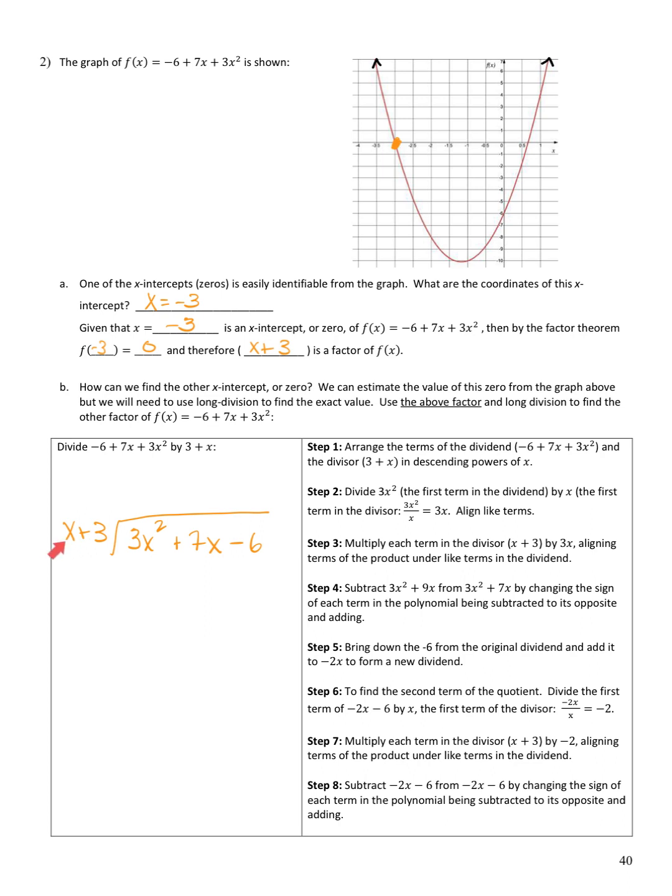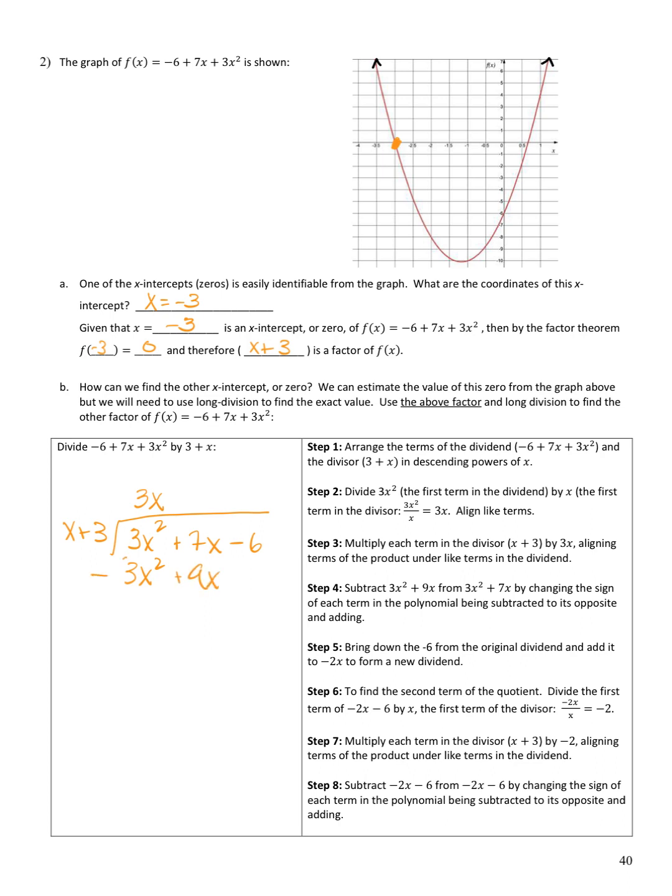So I'm just going to look at the leading term, x. And I'm going to say, x times what would give me 3x squared? And the answer is 3x. So I'm going to put my 3x up here, and then I'm going to multiply 3x times x plus 3. So 3x times x is 3x squared, and 3x times 3 is 9x.